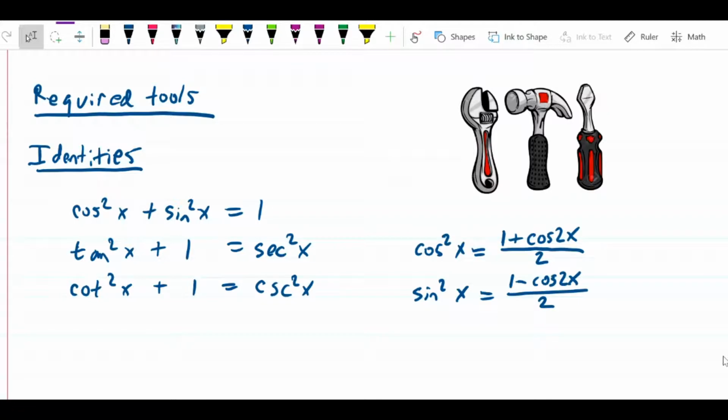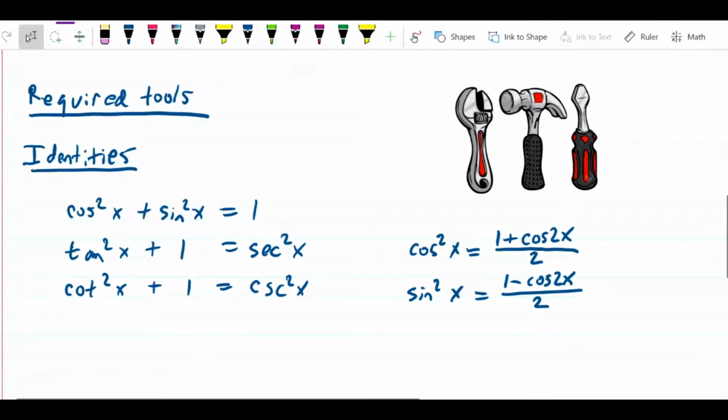Those are identities that you get just by dividing by either cosine or sine. You would start with that identity, divide it by either cosine squared or sine squared, and get the two identities below that.